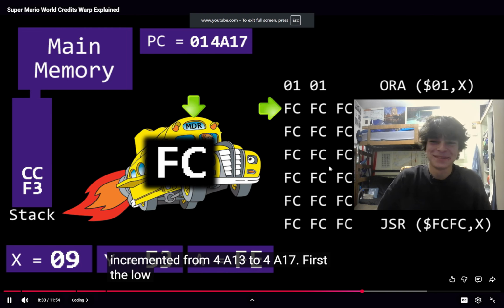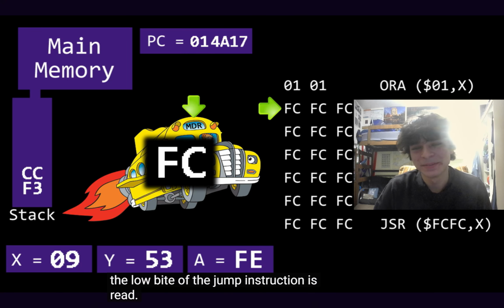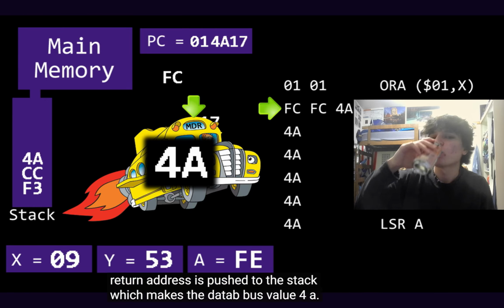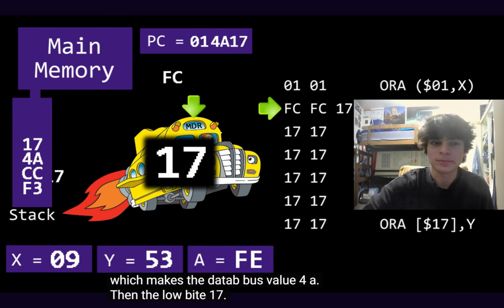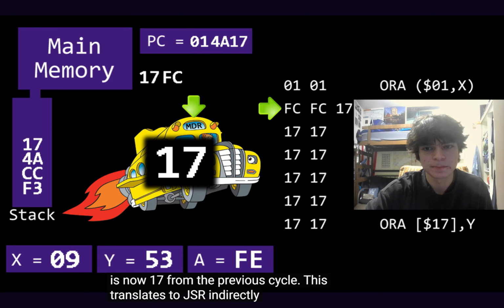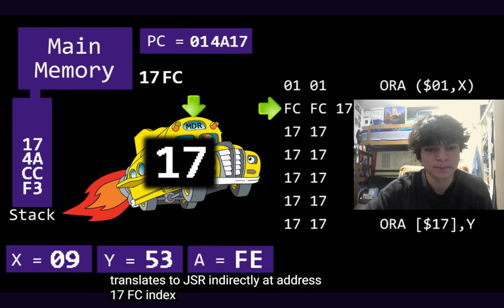First, the low byte of the jump instruction is read. This is FC because of the data bus value. Next, the high byte of the return address is pushed to the stack, which makes the data bus value 4A. Then the low byte, 17. Finally, the high byte of the jump address is read, which is now 17 from the previous cycle. This translates to JSR indirectly at address 17FC indexed with X.